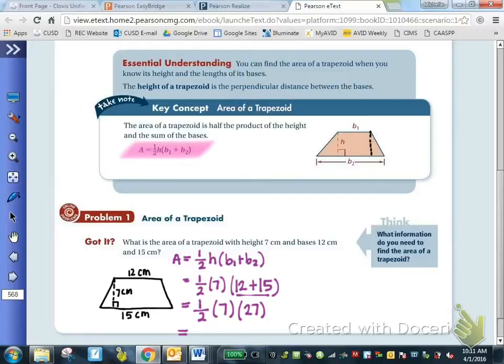Then we do multiplication. And guys, we've talked about this. Does the order in which you multiply matter? No. So I would do 27 times 7 first. Can someone do that for me really quick? 189. And then multiplying by half is the same as dividing by 2. So what is my area? 94.5 what? Perfect.